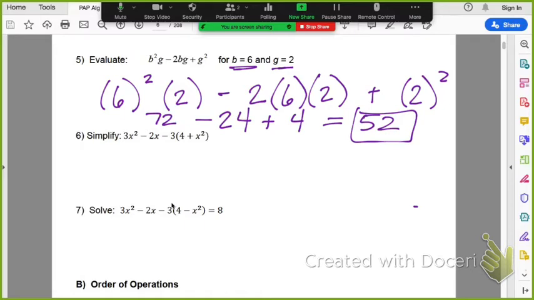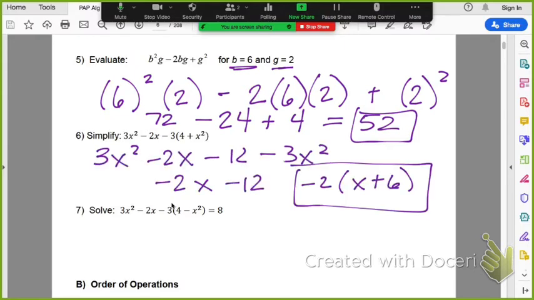Okay, we've already done one kind of like 6, so I want you guys to try this one on your own. I'm going to freeze the screen, and then I want you guys to check your answer. So try this one on your own.